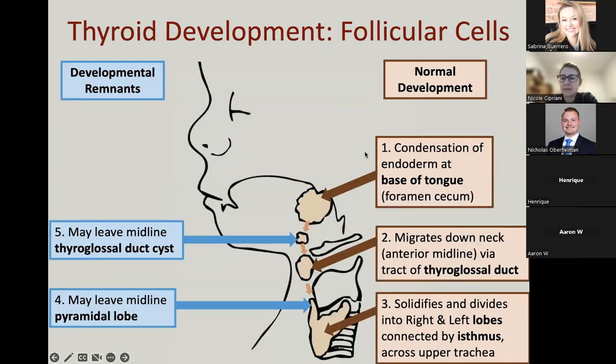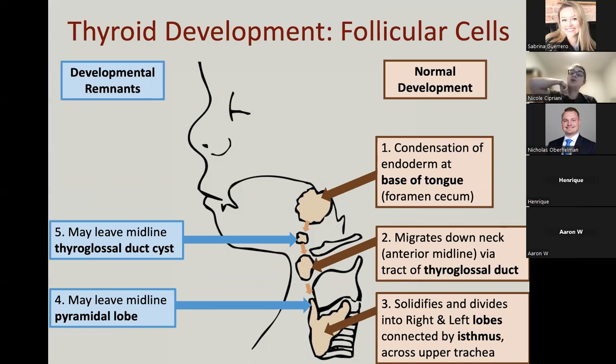In terms of the development of the thyroid, normally, right, thyroid condenses at the base of tongue as a condensation of endoderm at the level of the foramen cecum. It migrates down the anterior midline within the thyroglossal duct, and then it solidifies, right, in the bilateral lobes and the isthmus across the trachea. It could leave a little midline pyramidal lobe, right? It could leave a thyroglossal duct, which can become cystically dilated as a thyroglossal duct cyst.